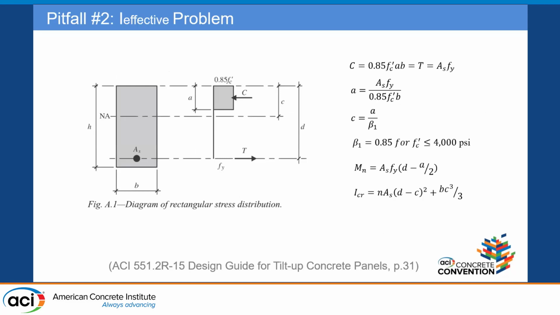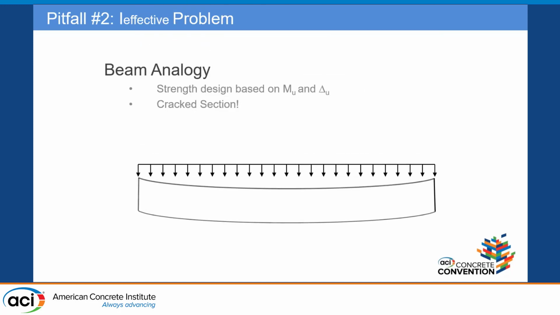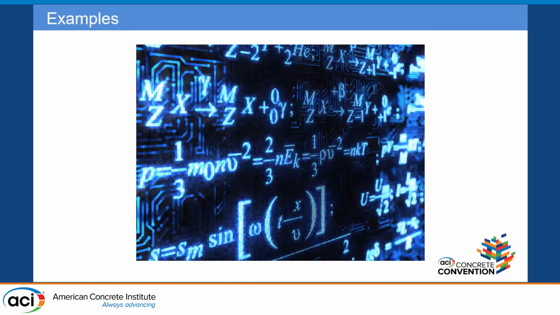So those are the general equations for calculating the parameters including I cracked. The cracked section modulus comes from the same model, same diagram. That's where we get it. So the beam analogy, beam bends, the cracks. In this case, we've got an axial load.